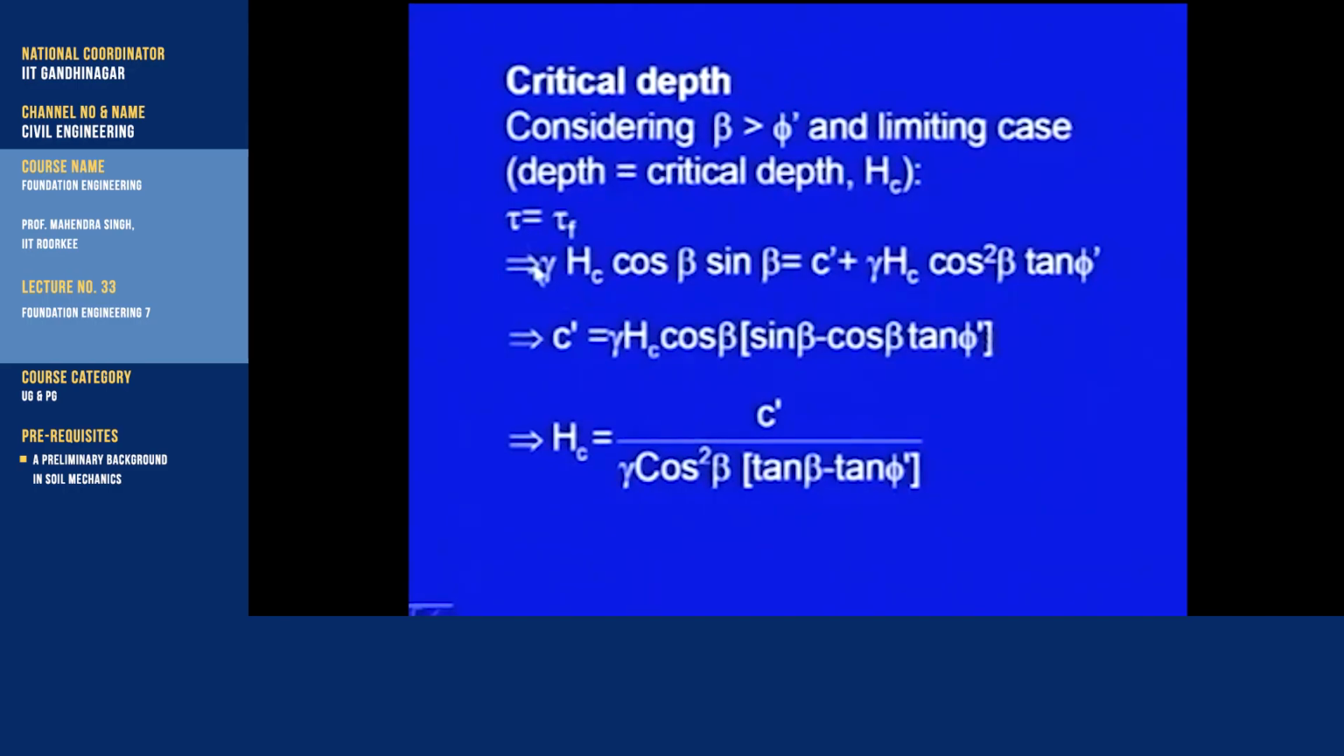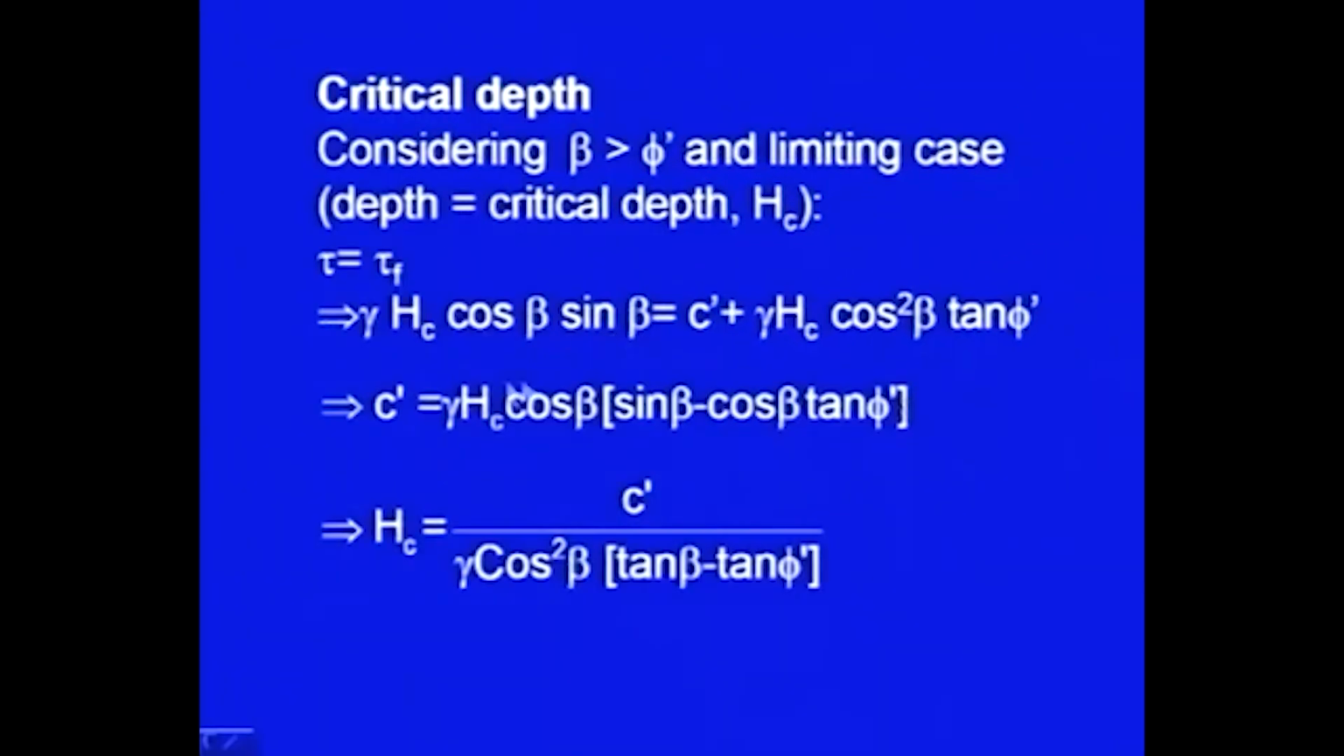So, we can now use these values we have already derived. Tau will be equal to gamma into h cos beta sin beta. In place of h, I am putting now h c, and for the shearing strength, it will be c dash plus gamma h c cos square beta tan phi dash. This is the same equation which we used in case number 1.